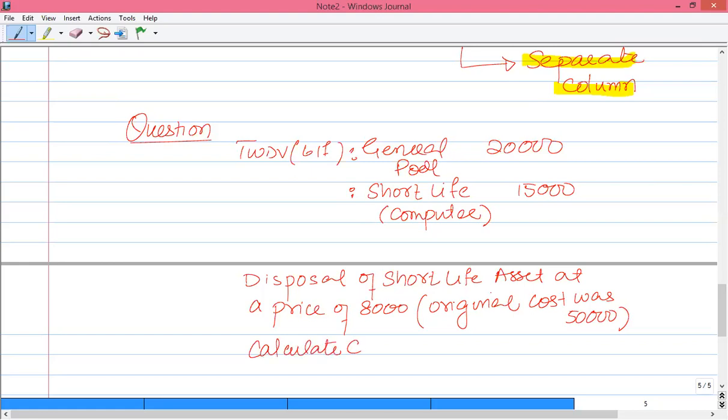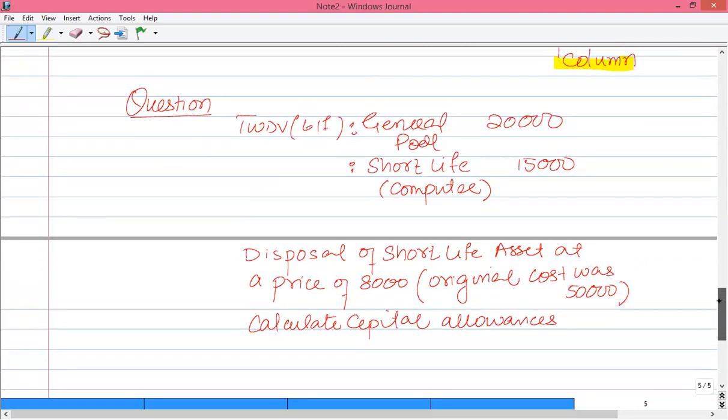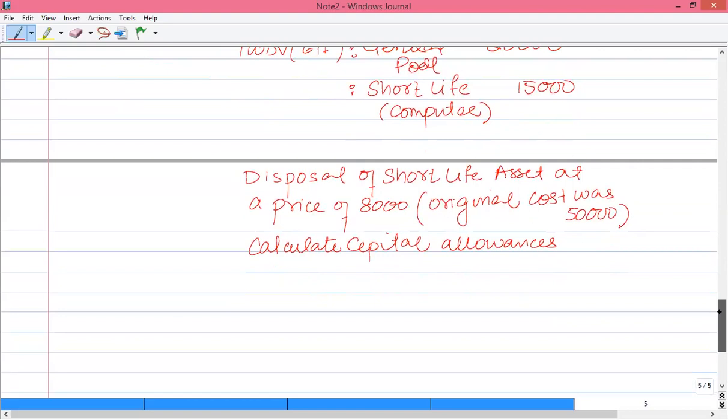Calculate capital allowances. Here we have two columns: one is the general pool, and the other is the special short life column. And we have no addition in this question, just a disposal of a short life asset. So let's see what the answer is. The first column is the general pool item, the second one is short life, and the third one is a column for allowances.